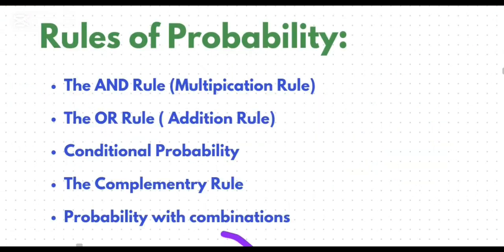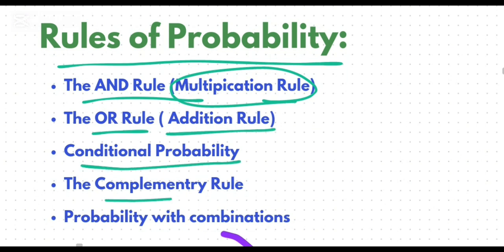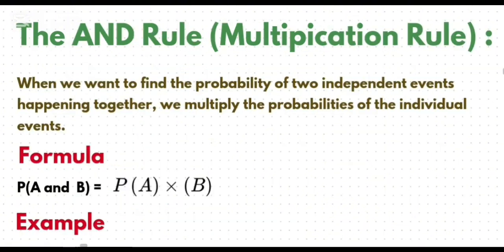Now we are talking about the rules of probability. There are 5 rules of probability: the AND rule, which we call the multiplication rule; the OR rule, which we call the addition rule; conditional probability; the complementary rule; and the probability with combinations. Now let's tackle these rules.